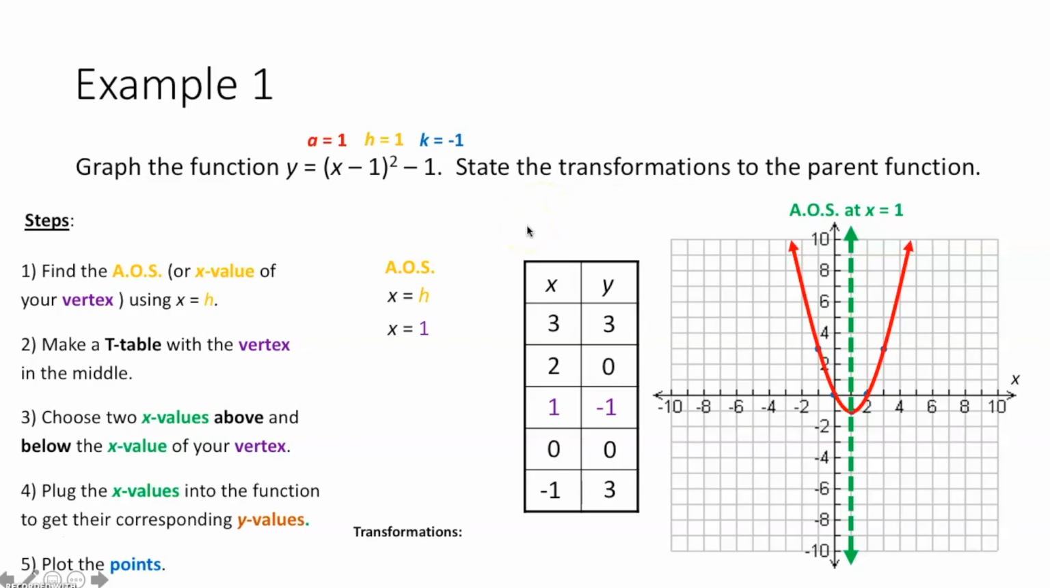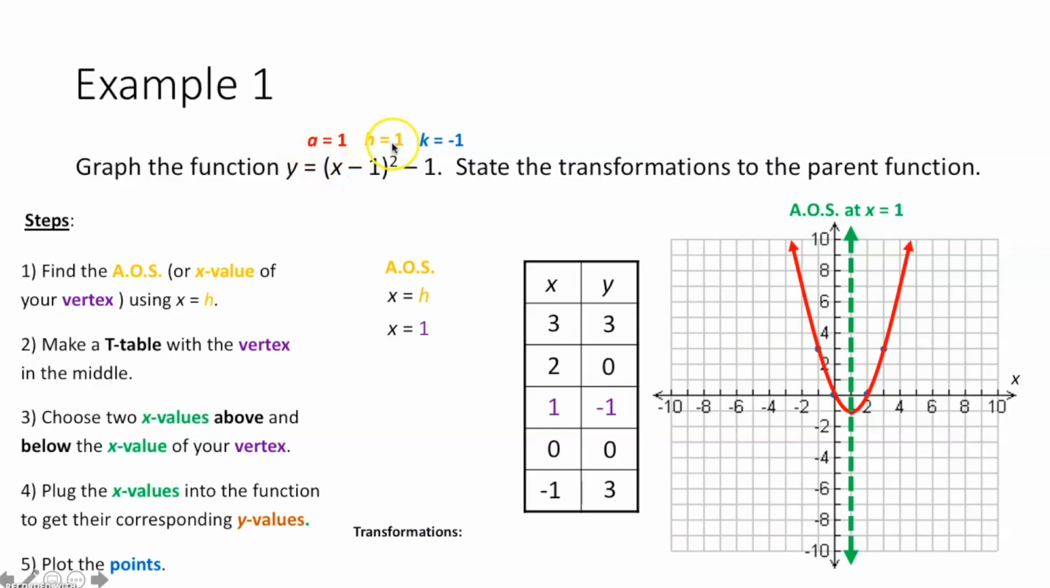So remember, transformations to the parent function. The parent function is y equals x squared. So basically it's asking what did our a do, what did our h do, and what did our k do. So our a is 1, so it didn't do anything, right? It didn't stretch it, didn't compress it, it didn't reflect it over the x-axis. So our a didn't do anything.